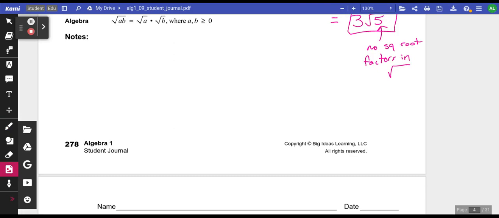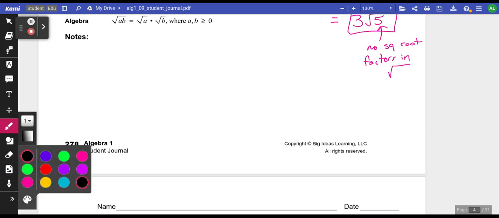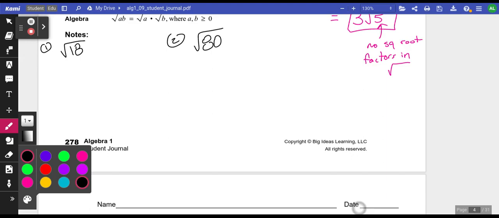All right, so I'm going to start here. I may have to hop over to another blank page if I end up running out of room here. So let's look at a couple different examples. I'm going to do square root of 18, square root of 80, and the square root of 54.